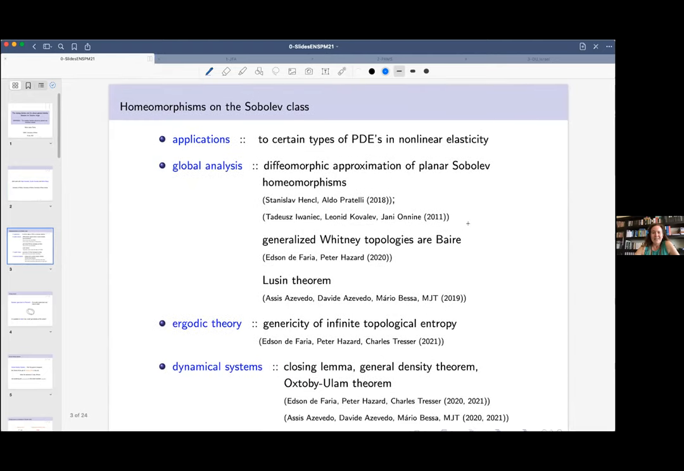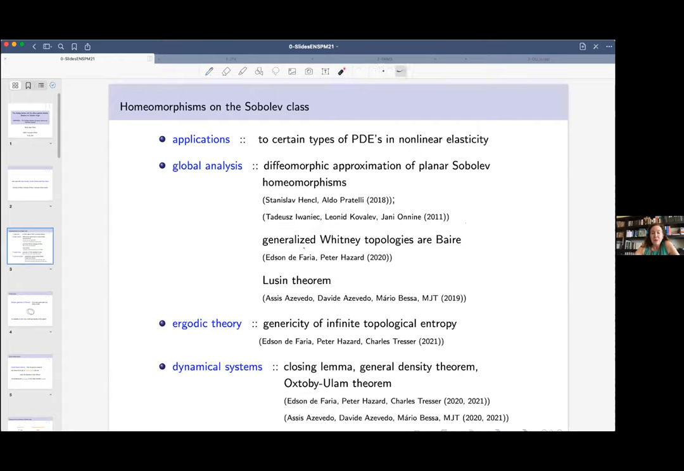So, first, as a kind of motivation for the class of systems that we have been working on, I would like to say that this class of Sobolev homeomorphisms has been very active in recent times. It appears in applications to certain types of partial differential equations in nonlinear elasticity. It appears also in global analysis subjects related with the regularity problem, that is the problem of approximating mappings by others with stronger regularity.